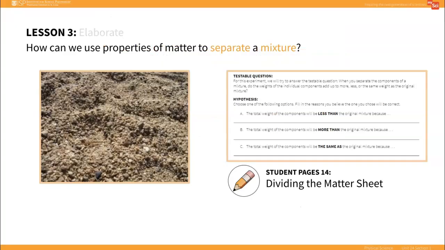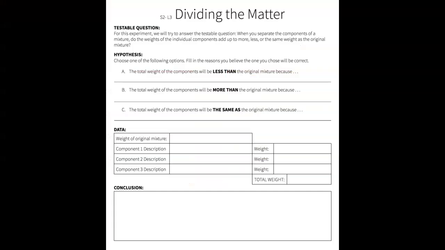During the Elaborate portion of this lesson, the class will conduct an investigation to determine how separating a mixture affects the mass of the entire mixture. Students will need the worksheet Dividing Matter from their student journal. Go over the testable question: when you separate the components of a mixture, do the weights of the individual components add up to more, less, or the same weight as the original mixture? Allow students to choose one of the hypotheses listed on the handout. Underneath the hypothesis they choose, they should explain why they believe that will be the correct hypothesis.